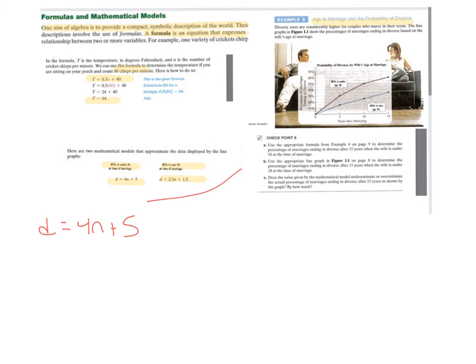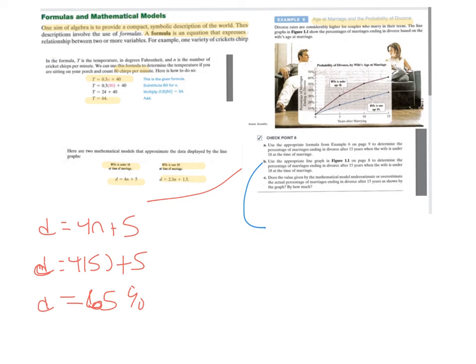And all we have to know is how many years, n standing for the number of years. In this case, it happens to be 15. So if we put the 15 into our formula, we get 65. That's the percentage of divorces. Now you can look at the graph to get that same answer, or use the formula that's created from the graph. Let's look at B.